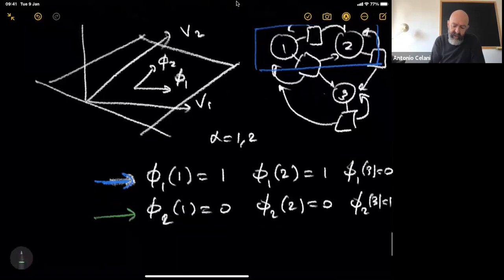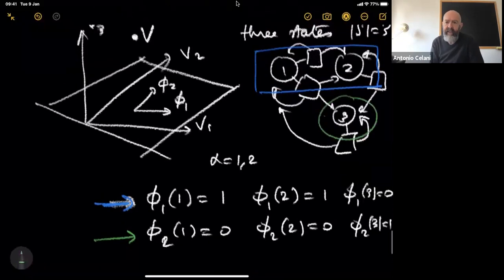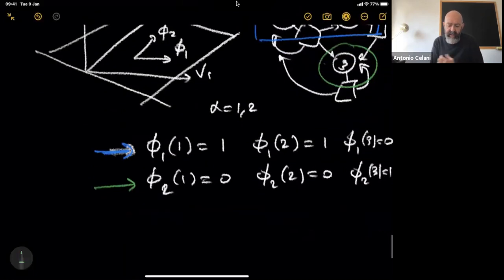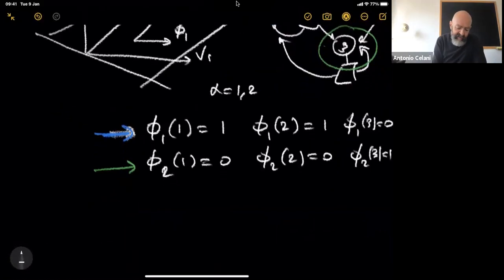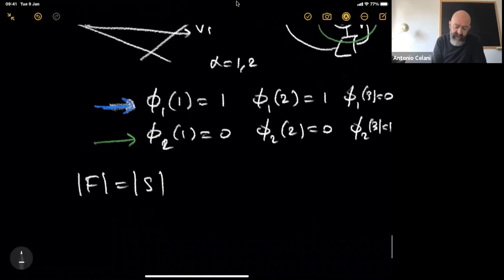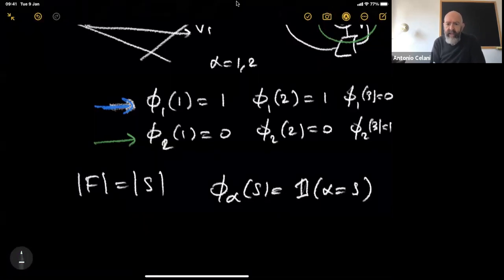And on the other hand, the second feature is perfectly able to distinguish that it's in state three. Of course, if you have enough features and they are linearly independent, then you can basically disentangle everything. So for instance, suppose that you have as many features as states, the situation in which the number of features is equal to the number of states. And you can choose as features just phi alpha of s equals 1 if alpha is equal to s and 0 otherwise.